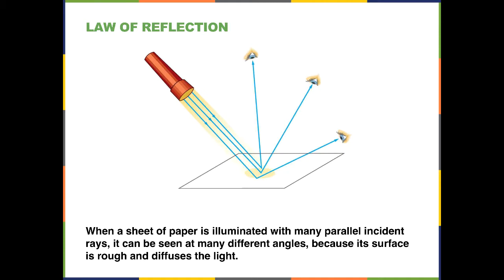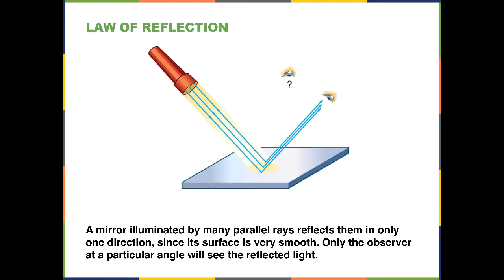When light hits a sheet of paper, it is illuminated by many parallel incident rays. However, it is seen at many angles because the surface of the paper is rough and diffuses the light. A mirror, on the other hand, when illuminated by many parallel rays, only reflects them in one direction since its surface is smooth. Only the observer at a particular angle will be able to see the reflected light.